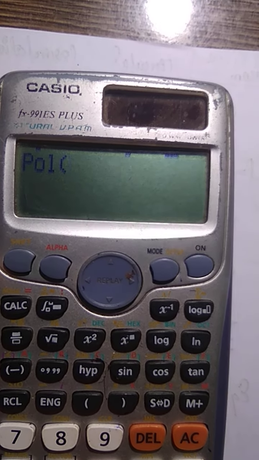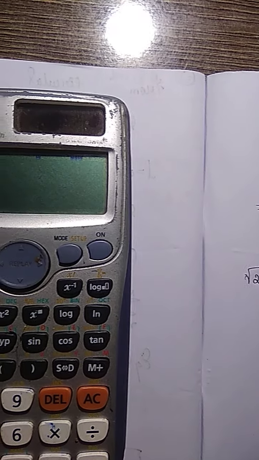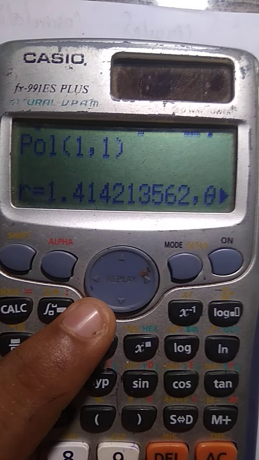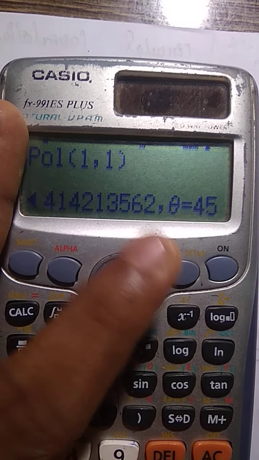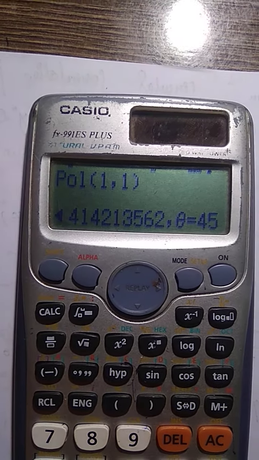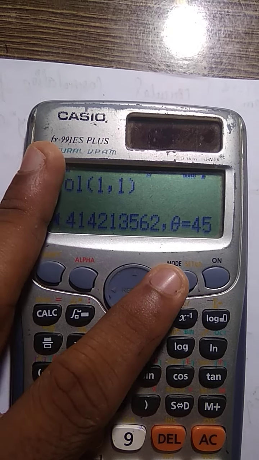In this, you put the rectangular coordinates. Let's put 1, shift comma, 1, and close the bracket. Here it is. You can get this value as 1.414 and 45 degrees. That 1.414 is root 2, and theta is equal to 45 degrees.